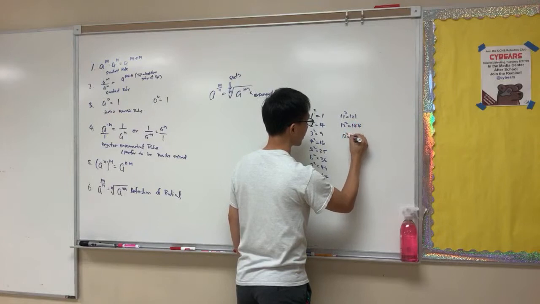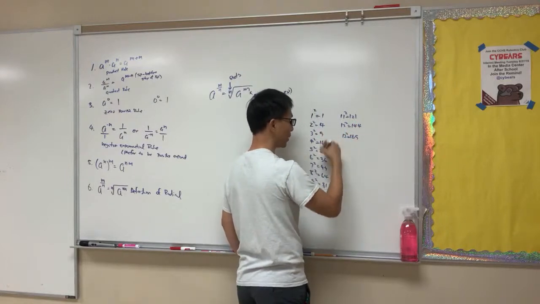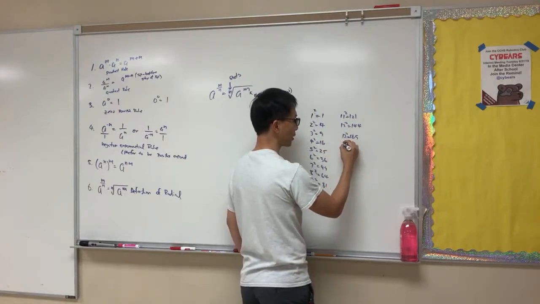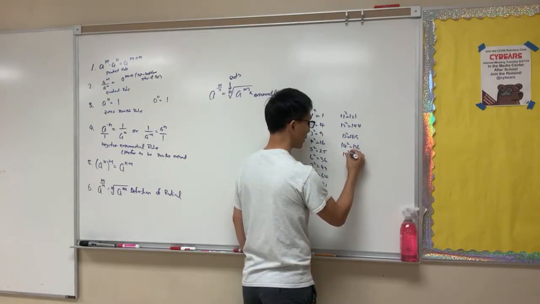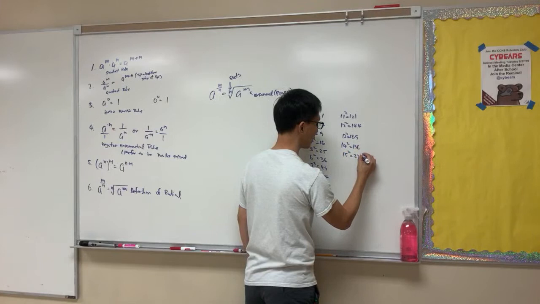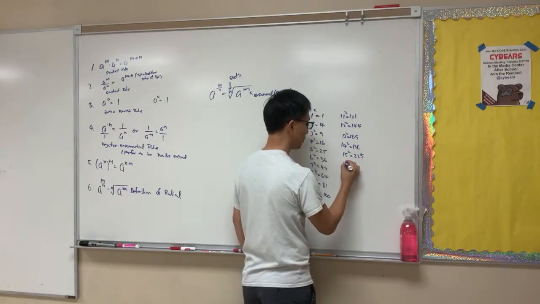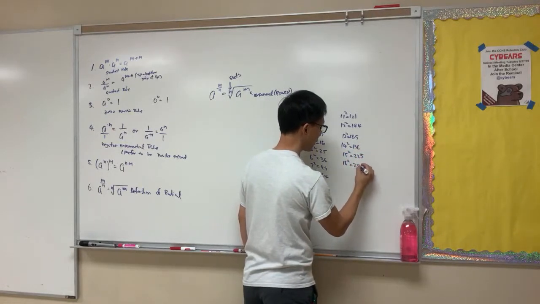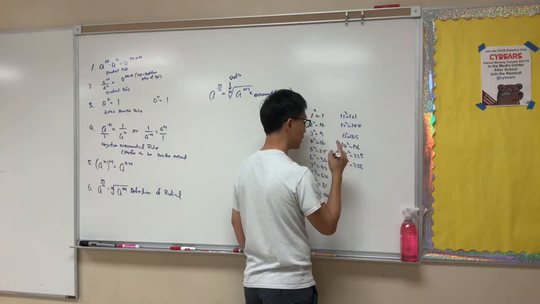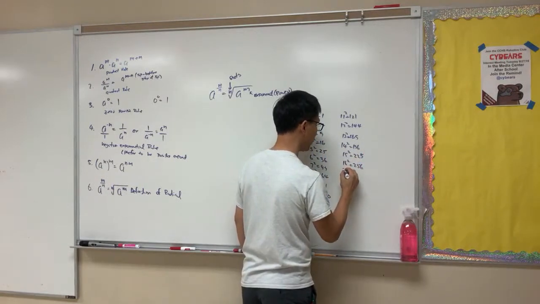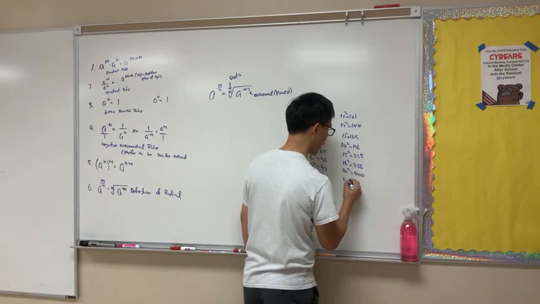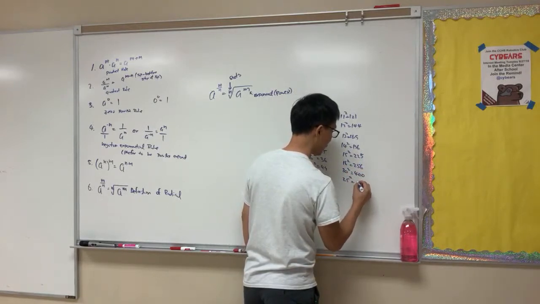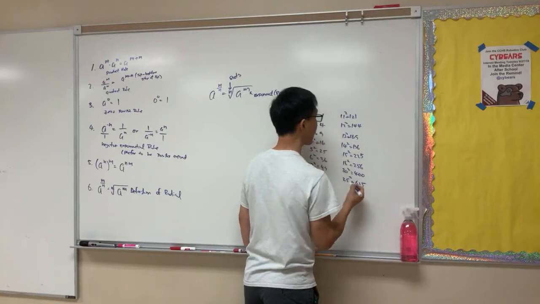13 squared is 169. Now those numbers, I think all the students need to know. 14 squared is 196. 15 squared is 225. 16 squared is equal to 256. And then 17, 18, 19, they're not important. 20 squared is equal to 400. And 25 squared is equal to 625.